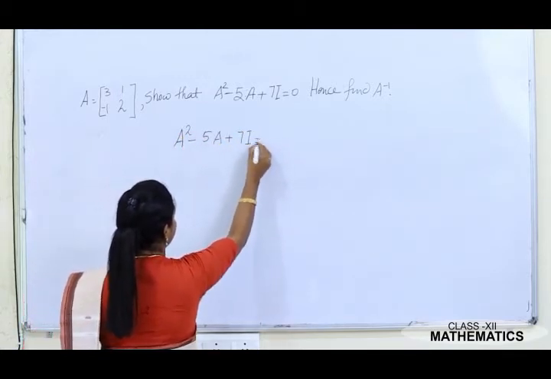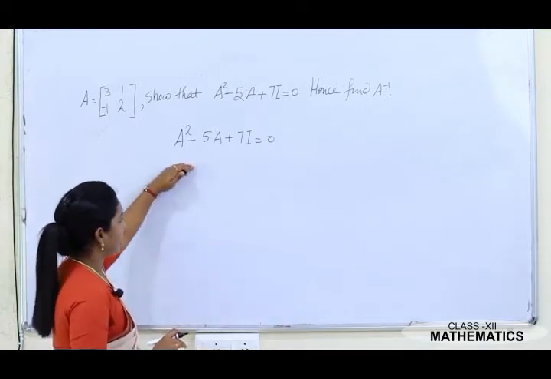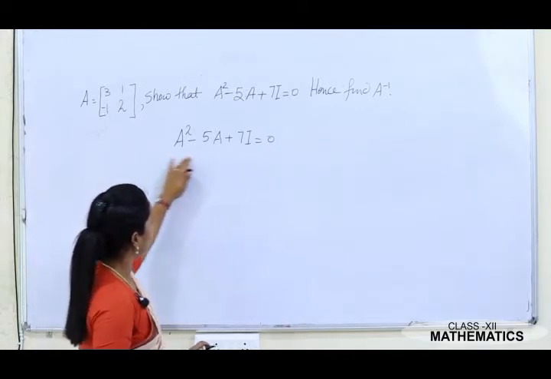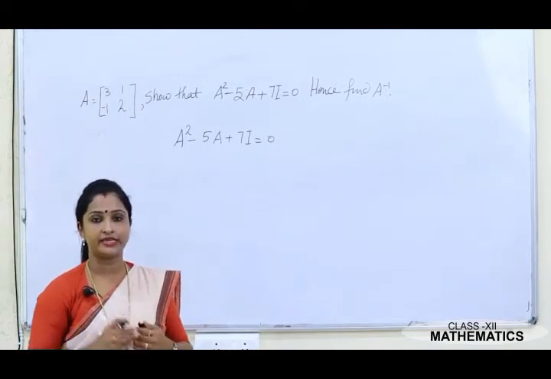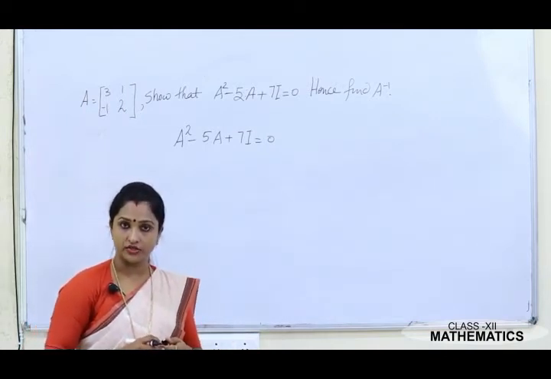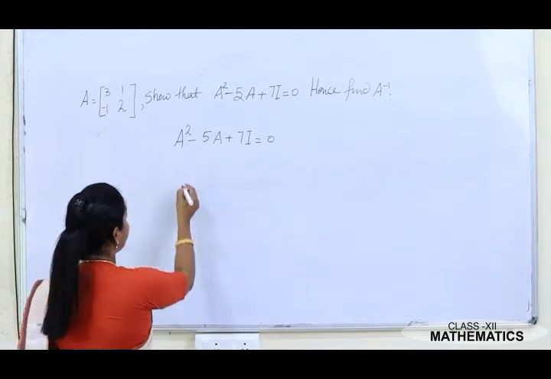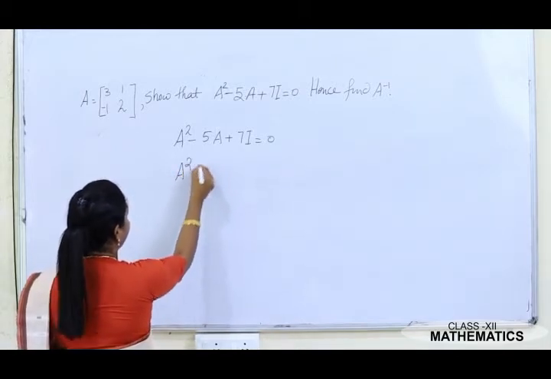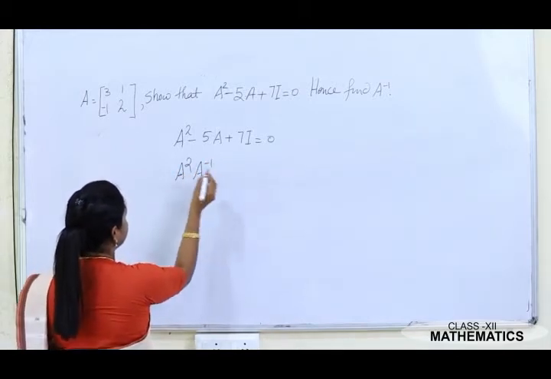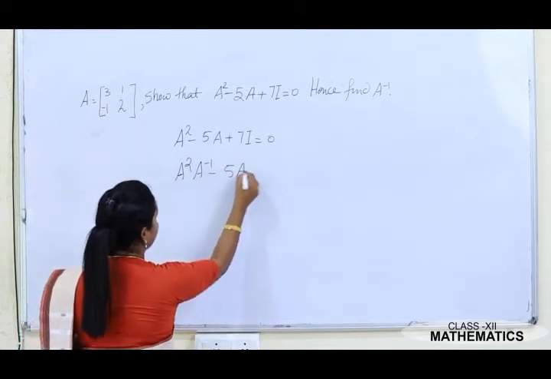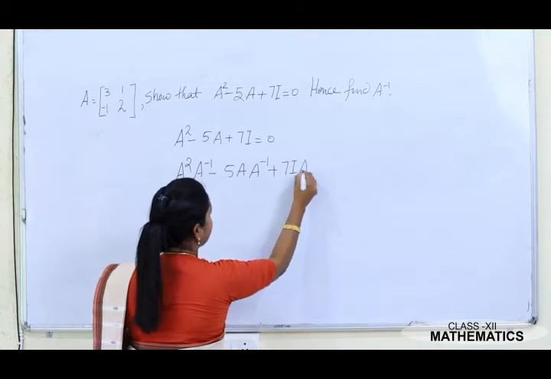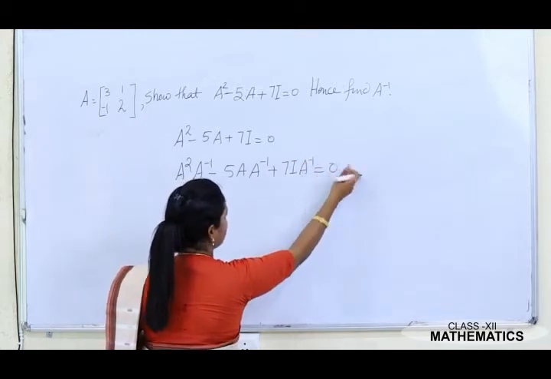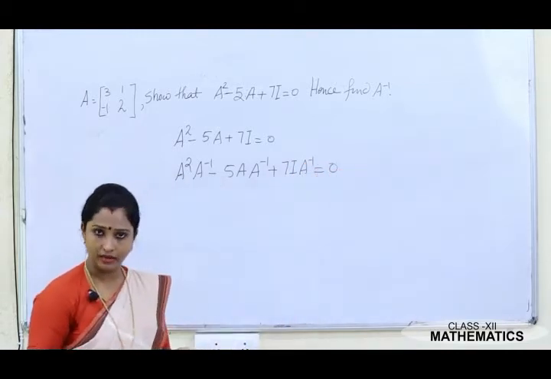Correct? What I'll do here, I'll multiply this equation by A inverse. Both left hand side and right hand side, I'll multiply the full equation by A inverse. So what are you going to get? A square A inverse minus 5A A inverse plus 7I A inverse is equal to 0, because 0 when multiplied with A inverse means 0 only.